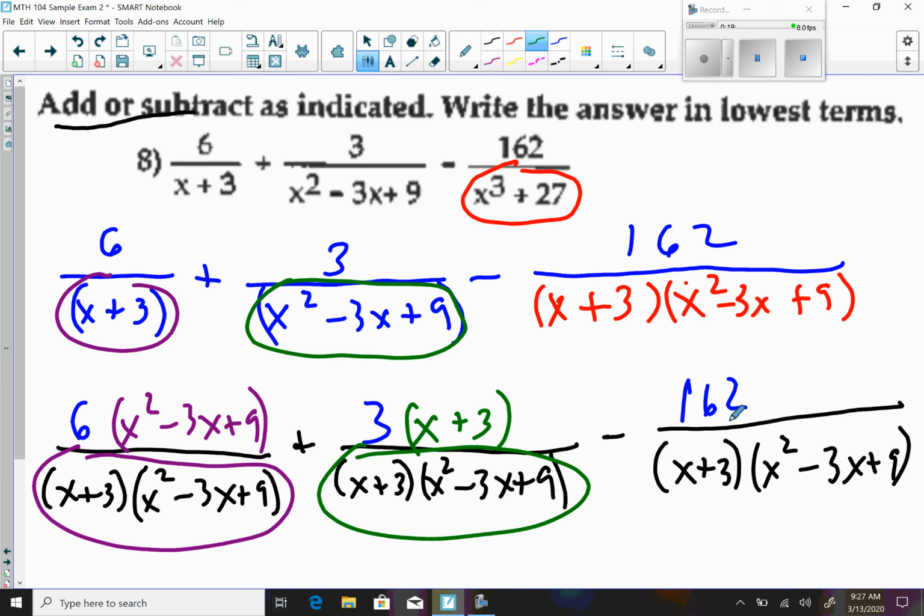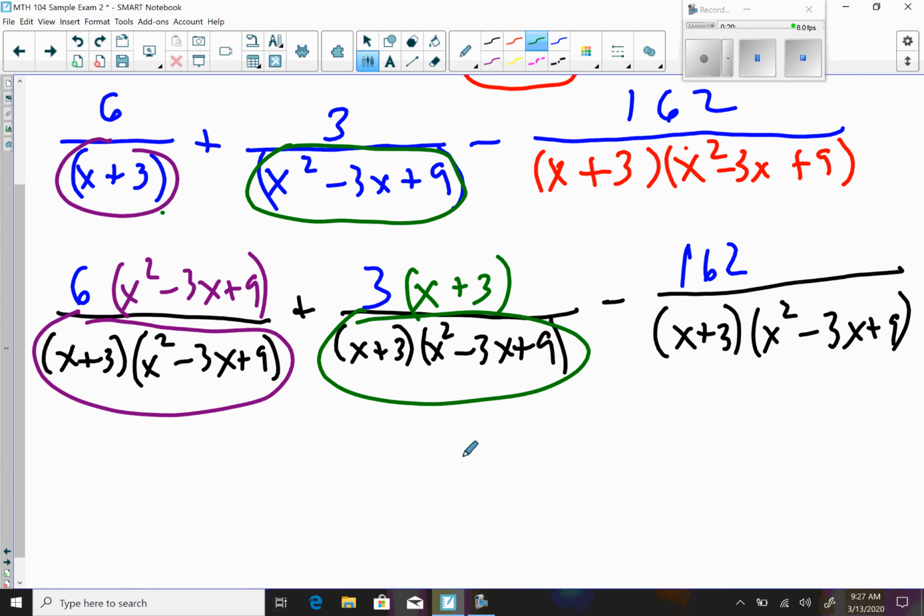So the math is when I multiply the denominator of a fraction by something, I must multiply the numerator by the same thing. Same rule over here. If I multiply this denominator by x plus 3, I have to multiply the numerator by x plus 3. Well, now I'm going to write this numerator plus this numerator minus 162 all over the common denominator. And I can distribute the 6 and distribute the 3.